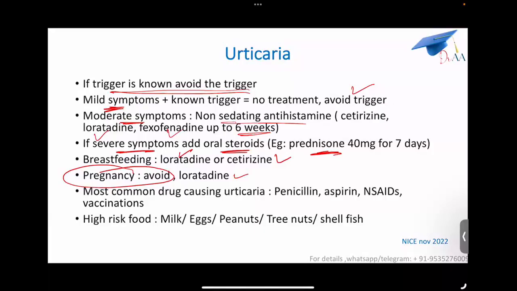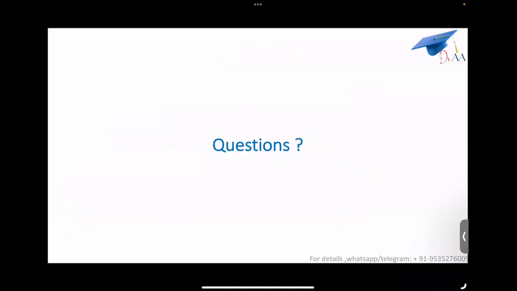The common drugs which cause urticaria are similar to those of anaphylaxis, like penicillin, aspirin, NSAIDs. Vaccinations can cause it. Foods, especially cow milk, eggs, peanuts, tree nuts, and shellfish, can cause urticarial reactions. These are the common food substances which can trigger urticaria, more commonly known compared to other food substances and compared to other drugs.